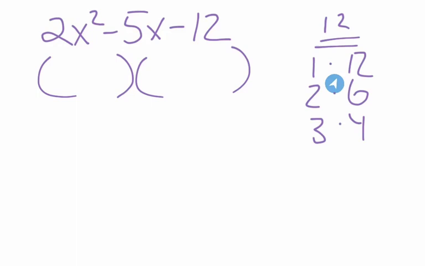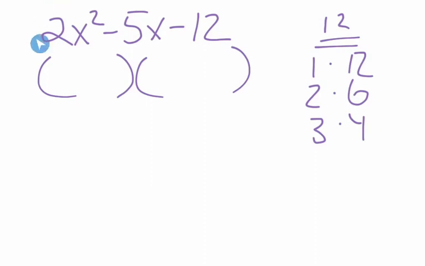And you start looking at them. Is there any way you can get a 5? If I add these, I get 13. If I subtract, I get 11. If I add these, I get 8. If I subtract them, I get 4. If I add these, I get 7. If I subtract them, I get 1. And there's no way to get a 5. And what you realize is that this method doesn't work.